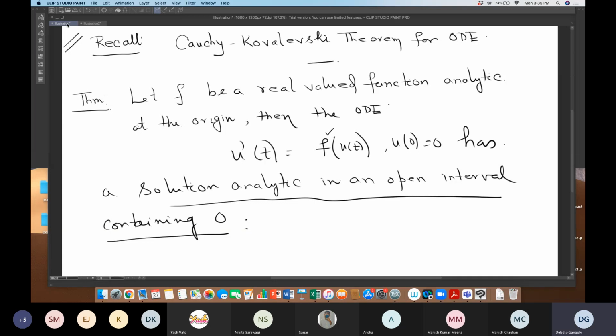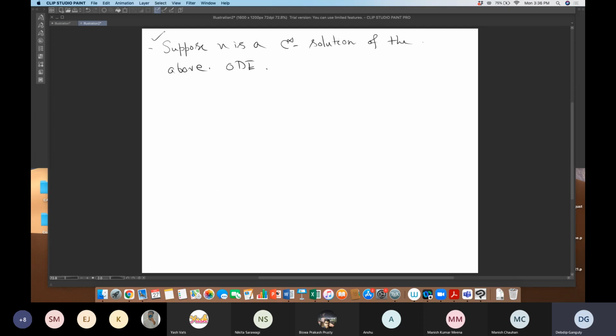Because it is analytic, so it is differentiable. So what? u is not known to be analytic, right? We have to show that f is a real analytic function, and you have to show that u is also real analytic. You cannot assume that u is real analytic. I have just assumed that u is a C infinity smooth solution of the ODE. Why can I assume this?